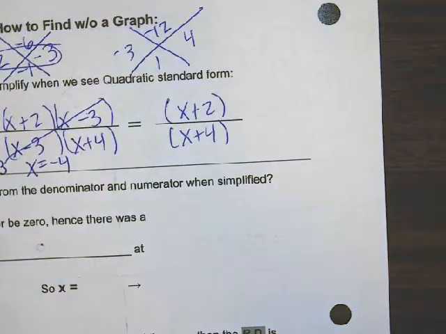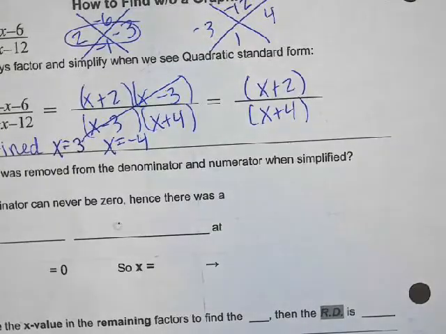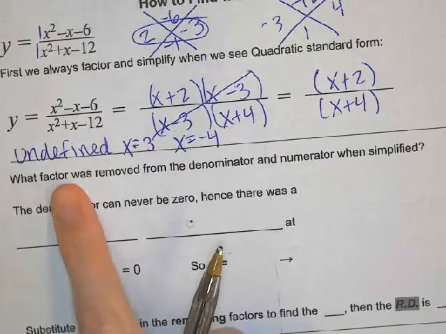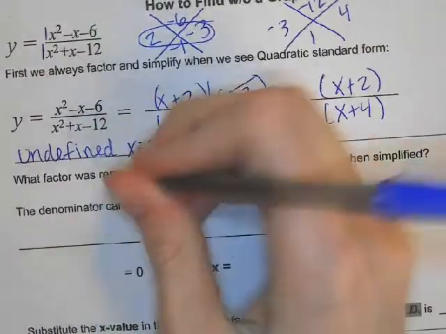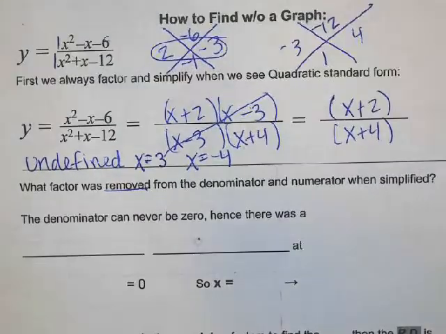Okay, so now what does this mean? What does this undefined value mean? Well, what factor was actually removed? Keyword was removed from the denominator numerator. Well, we removed the x minus 3.